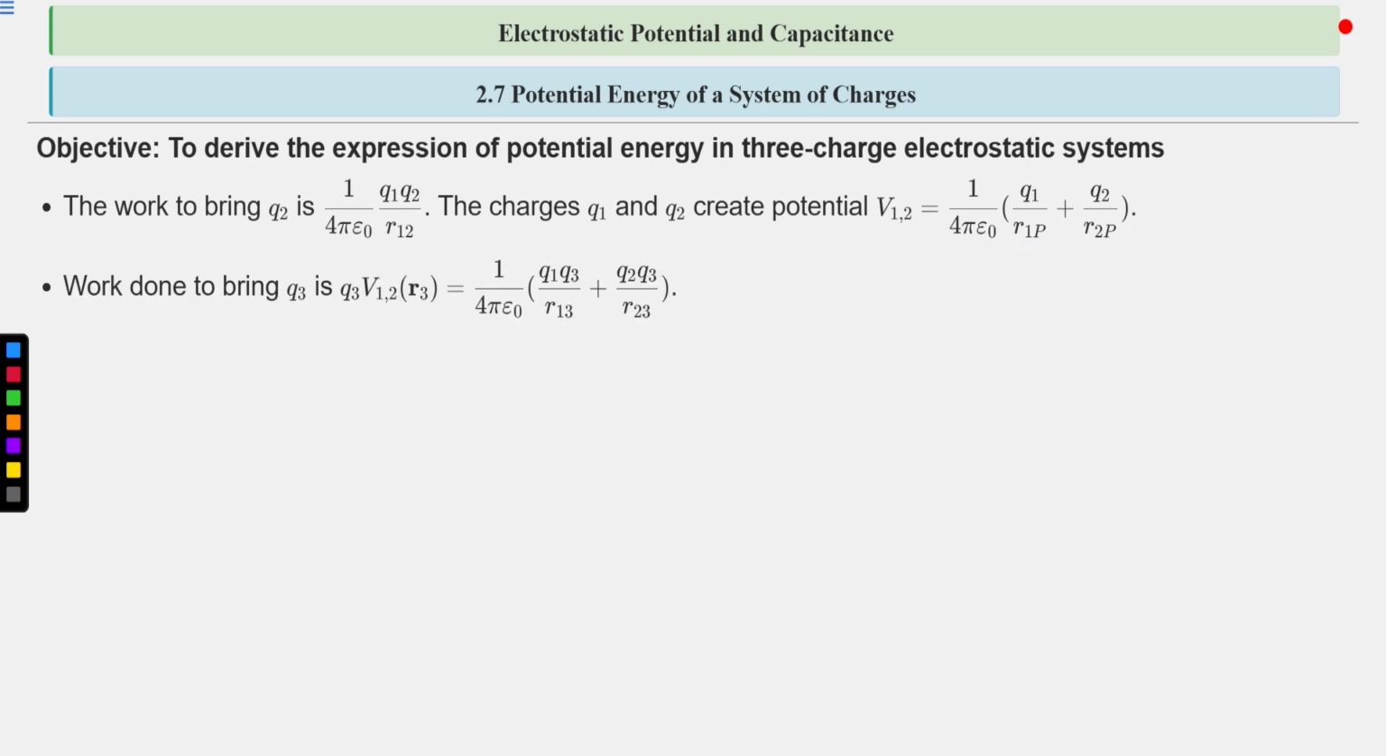Now work done to bring Q3 charge at a distance R3 from the origin. Now W3 is equal to 1 by 4 pi epsilon naught Q1 Q3 upon R13 plus Q2 Q3 by R23. What we have done here? We have multiplied this Q3 charge with the potential created by other 2 charges. So potential created by other 2 charges, 1 and 2, is this. Now work done to bring Q3 charge is charge multiplied by the potential created by other charges. So Q3 is multiplied by this potential. So what we get is 1 by 4 pi epsilon naught Q1 Q3 by R13 plus Q2 Q3 by R23.